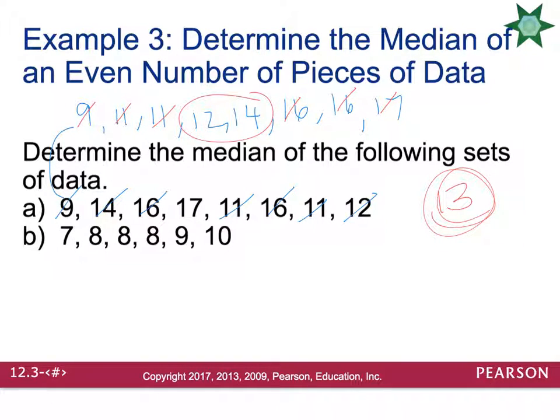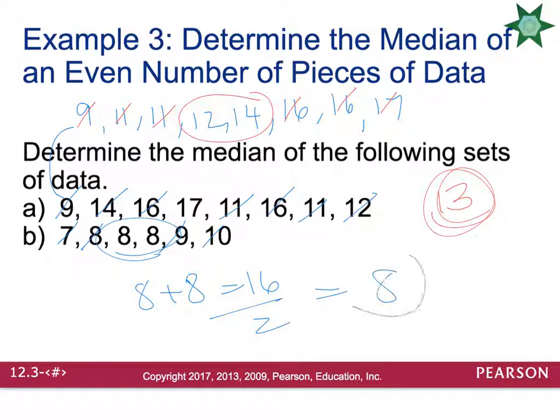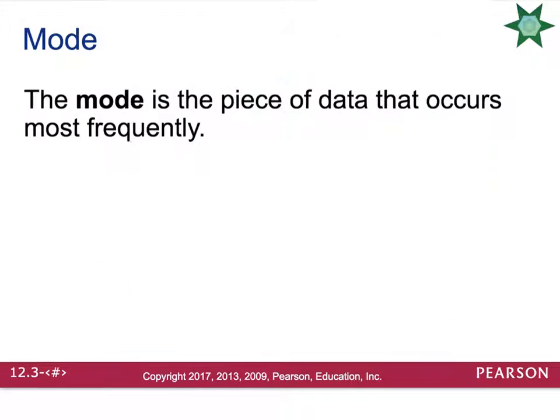Let's try it again on the bottom. We have these numbers already are in order. So if we start working our way in, notice that again we have an even number. And if you add 8 plus 8, you get 16. And then divide that by 2, the median is 8.